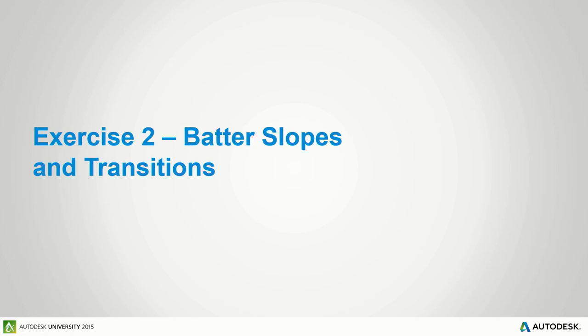So we're going to move into exercise 2, which are batter slopes and transitions. This is where we're going to take the concept of transitioning. We're going to explore the formula used to actually generate the transitioning code. And what we're going to do is build up a batter slope configuration that we're going to add some decisions to in Subassembly Composer.